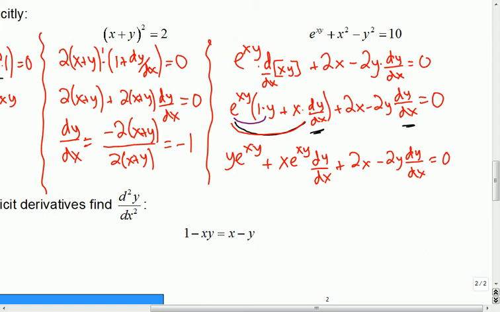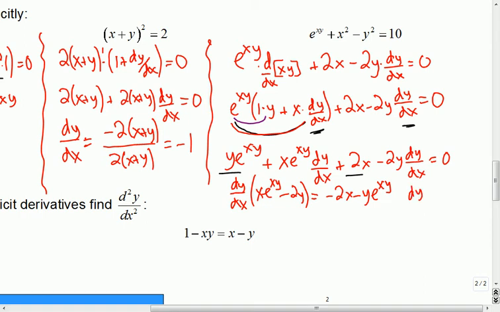So right now I'm going to factor out my dy dx so that I can solve for it. So dy by dx, the pieces will be x e to the xy, take away 2y, and that will be equal to the pieces I don't have, which are here. So it would be take away 2x, take away y e to the xy. Okay, so now I can solve for that derivative.